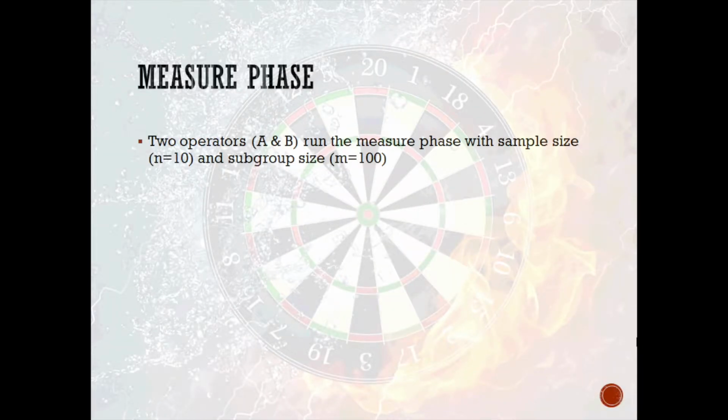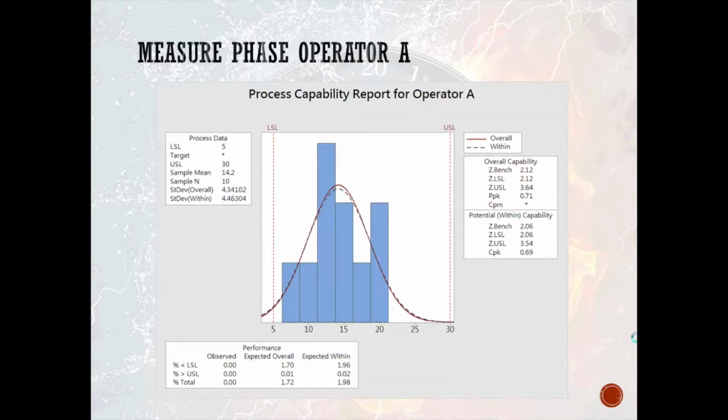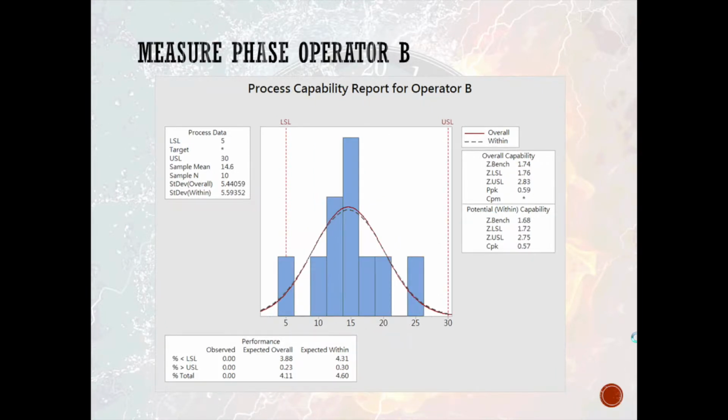In the measure phase, we have 2 operators, A and B. We run the measure phase with sample size 10 and subgroup size of 100. This is the CPK for operator A. The sample mean is 14.2 and the standard deviation is 4.34. For operator B, the sample mean is 14.6 and the standard deviation is 5.44.